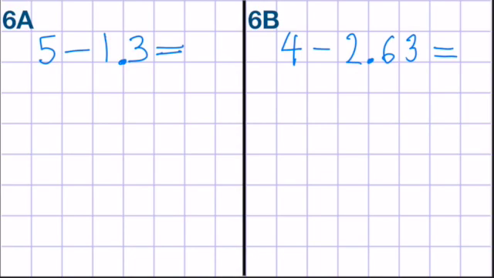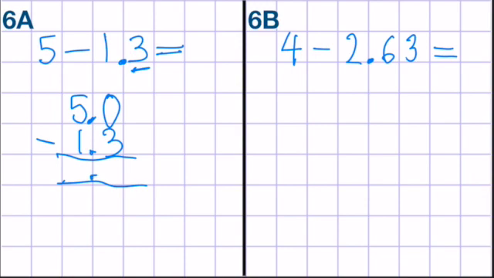For 6A, we are doing 5 subtract 1.3. 6B, 4 subtract 2.63. 5 subtract 1.3. So we're going to use the column method. Now, we have one decimal place here, so we need to add a decimal place to the 5. So it's going to become 5.0, and then underneath we can put 1.3, and we can now do a subtraction. So let's put our decimal place in the answer box.